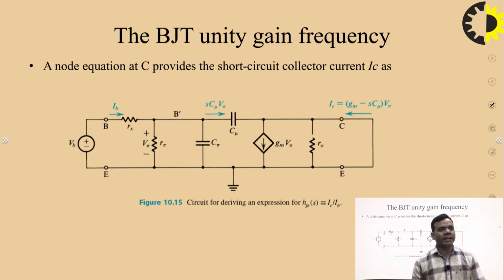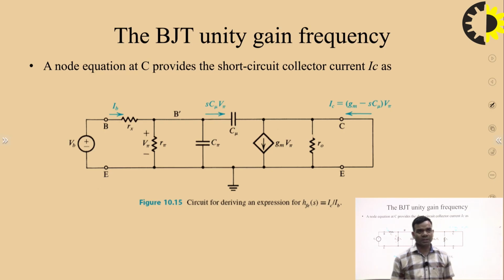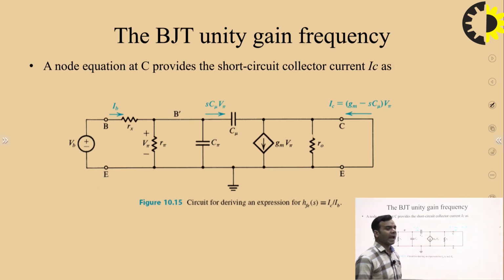Next, we can talk about another parameter, which is the unity gain frequency. As its name suggests, the unity gain frequency is the frequency at which the gain is equal to 1. So let us derive an expression for the unity gain frequency.